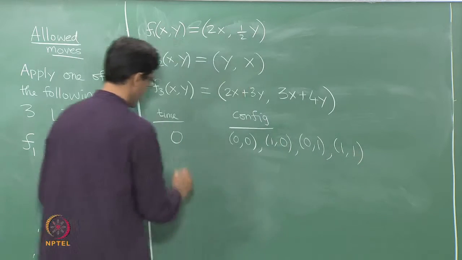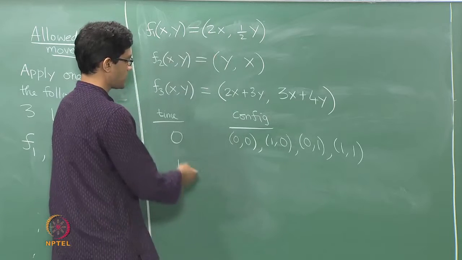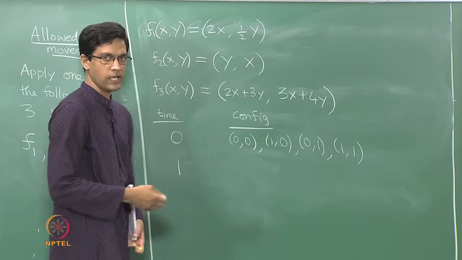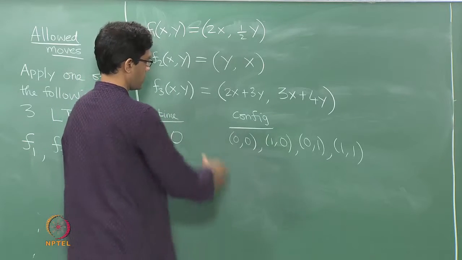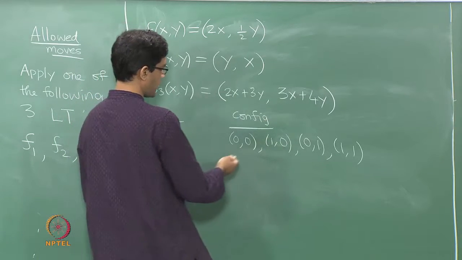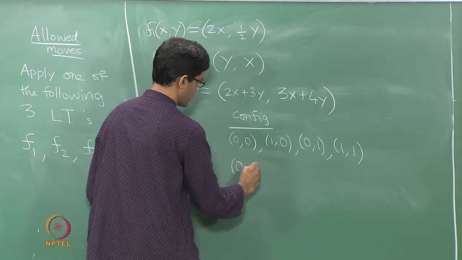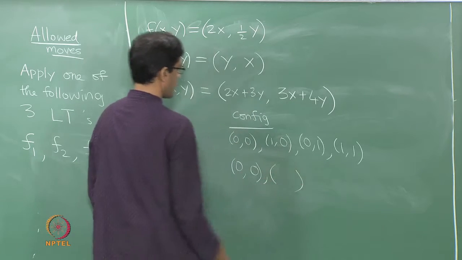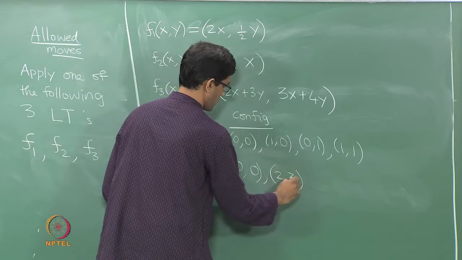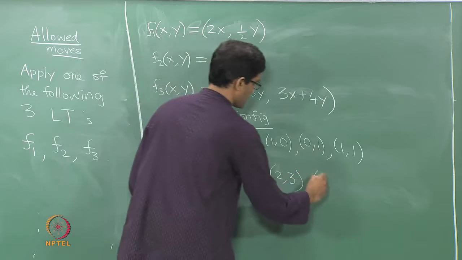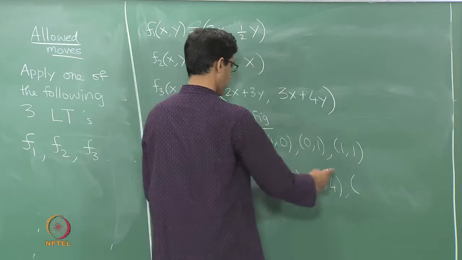That's the position. At time t equal to 1, I pick one of these 3 linear transformations. So let's imagine I pick the transformation f3. Now what I'll do is I'll apply f3 to all these 4 points. Okay. So after all it's a transformation. So what does f3 do to (0, 0)? Well, we have to calculate, but it's clear it maps it to (0, 0) again. If you take (1, 0), it maps it to (2, 3). If you take (0, 1), it maps it to (3, 4). And if you take (1, 1), it maps it to (5, 7).